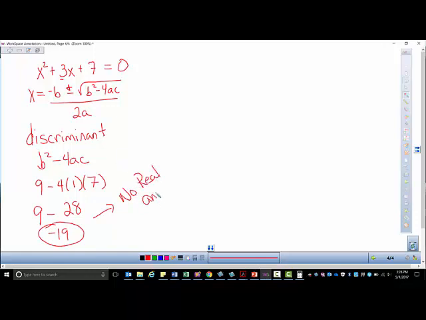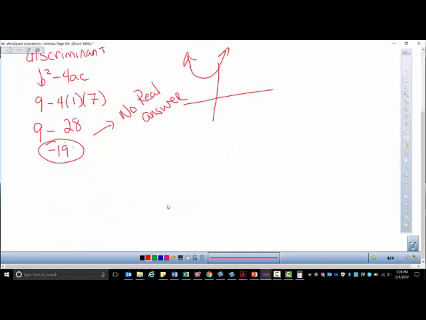Because it doesn't work, it doesn't go through the x-intercept. So when I graph this one, if this was my graph, this parabola would be up here. That's what that means. If you get a negative discriminant, it doesn't work because I can't take the square root of it. So that's one that would give me no real answers or no solutions, no zeros. It means my graph is up here and it doesn't cross where I want it to.